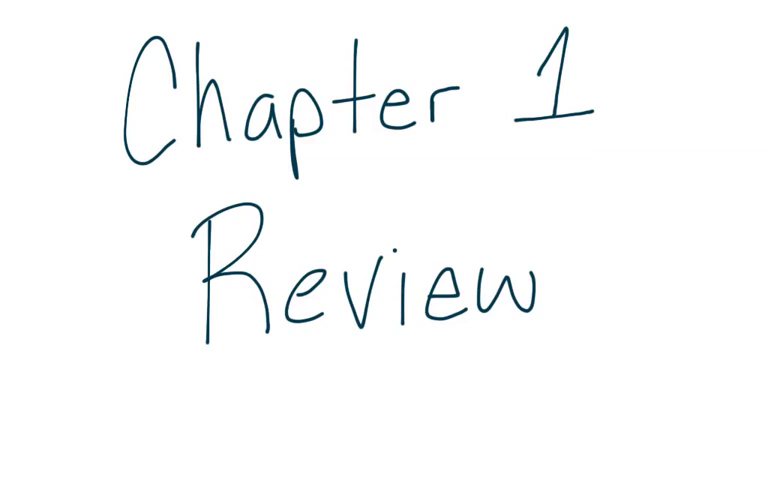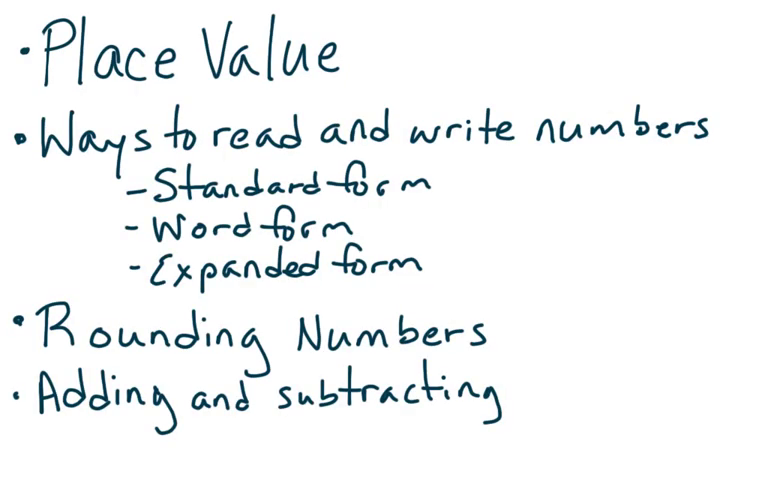We've talked about a lot of new things in Chapter 1. Let's go over everything we've talked about. Please make sure you have your notebook in front of you to take notes and to work some of these problems out. Okay, so the few things that we went over this chapter were place value, ways to read and write numbers. So we had standard form, word form, expanded form. We talked about rounding numbers, and then we talked about adding and subtracting numbers up to 1,000,000.